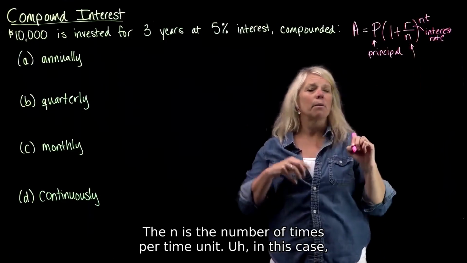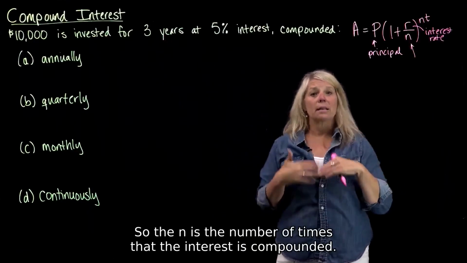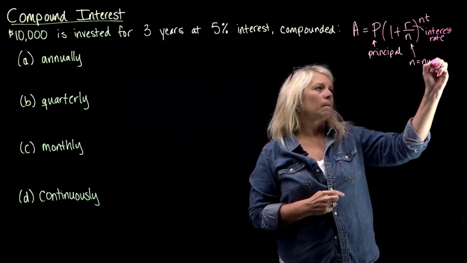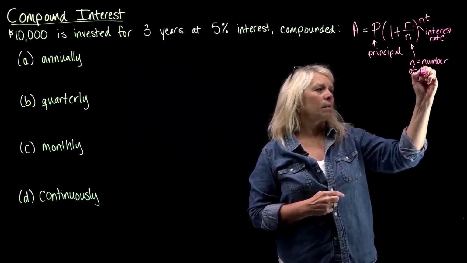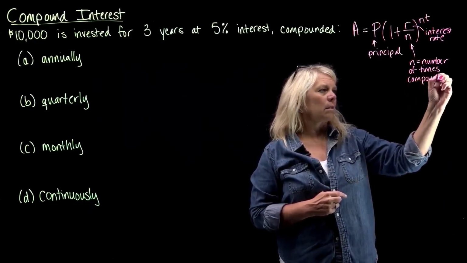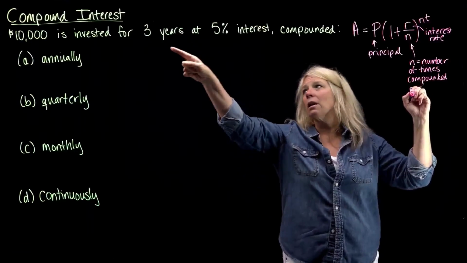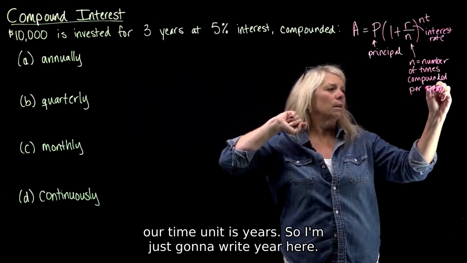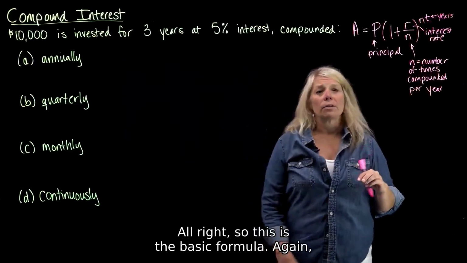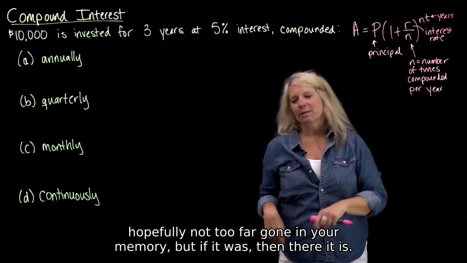The N is the number of times per time unit. In this case, our time unit is years. So the N is the number of times that the interest is compounded, in this case, per year. It could be per month or whatever, but in this case, our time unit is years, so I'm just going to write year here. And then T is the number of years. All right, so this is the basic formula again, hopefully not too far gone in your memory, but if it was, then there it is, write it down.